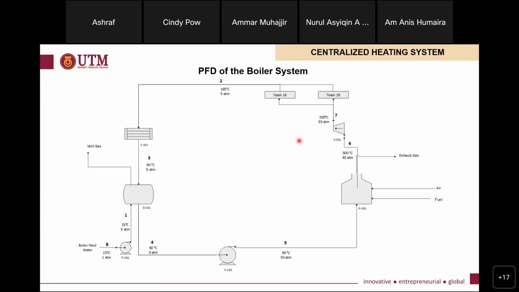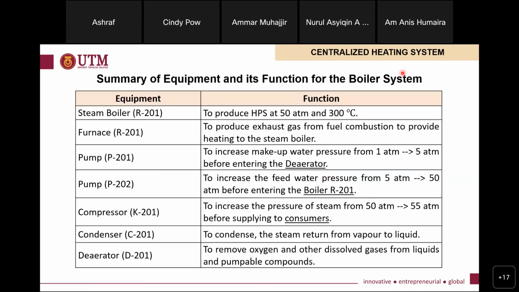So this is our finalized PFD of the heating system. At first we had two PFDs, but we decided to use the original version because of several factors. One of them is that it consists of the lowest equipment, and also in consideration of the cost. So this is our PFD. Next, the summary of equipment and installation. Our PFD consists of 9 equipment.